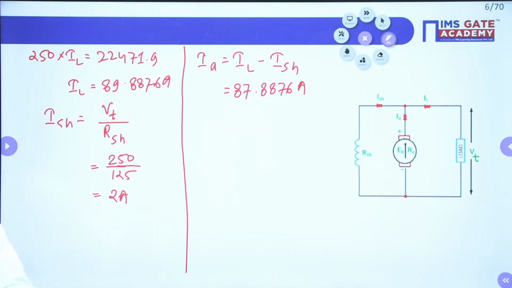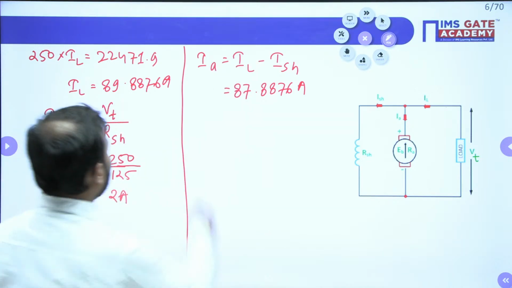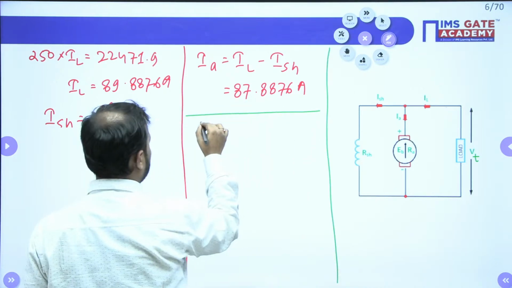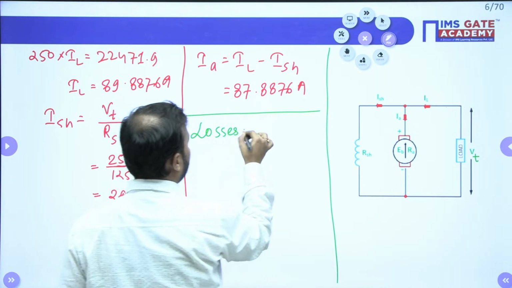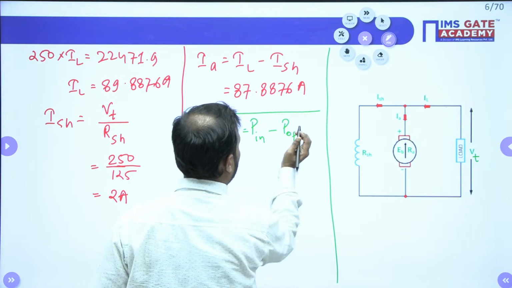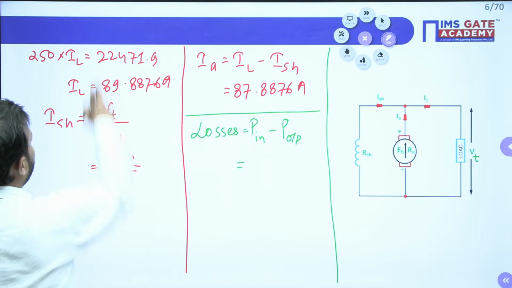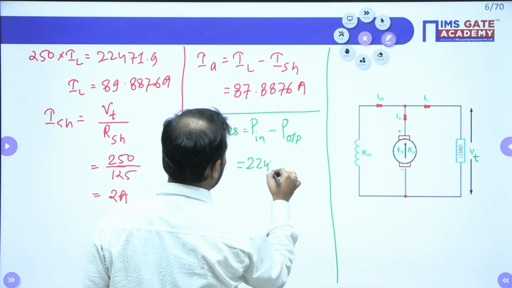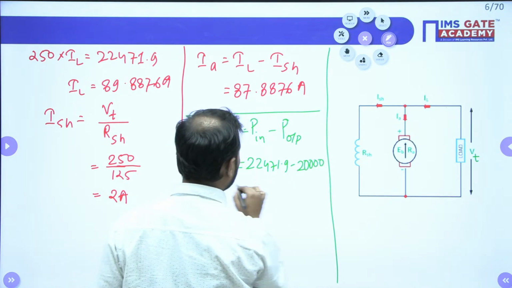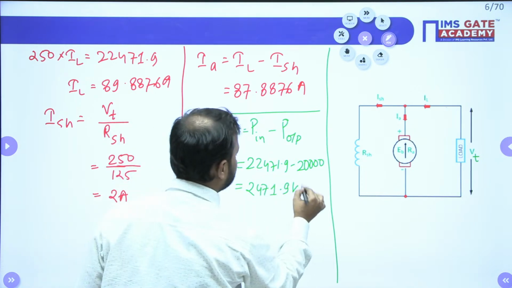All right. Now let me find the losses. So losses will be equal to input power minus output power. So what is the input power? 2471.9 minus 20 kilowatt, so 20,000. So this is equal to 2471.9 watt. So this is the losses.